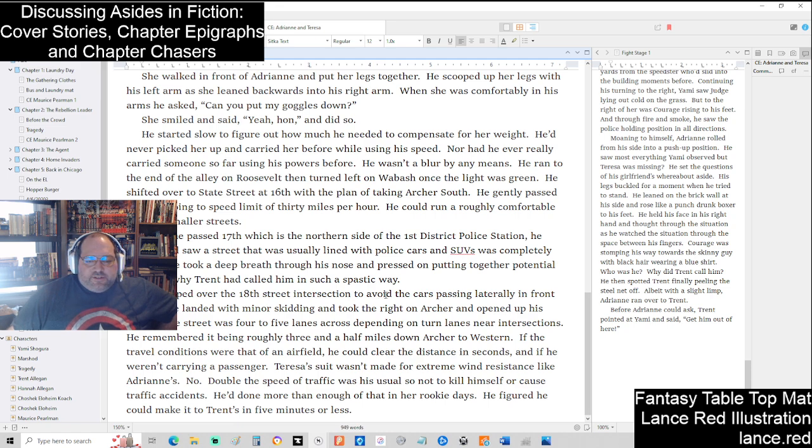He jumped over the 18th Street intersection to avoid the cars passing laterally in front of him. He landed with minor skidding and took the right on Archer and opened up his speed. The street was 4 to 5 lanes across depending on turn lanes near intersections. He remembered it being roughly 3.5 miles down Archer to Western. If the travel conditions were that of an airfield, he could clear the distance in seconds, if he wasn't carrying a passenger. Teresa's suit wasn't made for extreme wind resistance like Adrian's. So double the speed of traffic was as usual, so as not to kill himself or cause traffic accidents. He'd done more than enough of that in his rookie days. He figured he could make it to Trent's in 5 minutes or less.